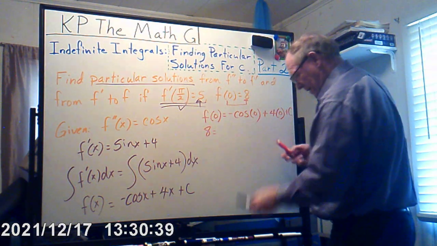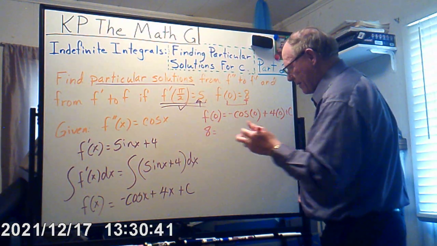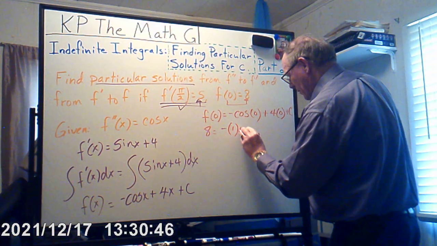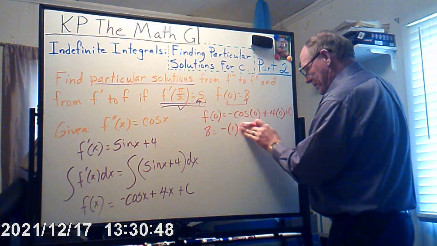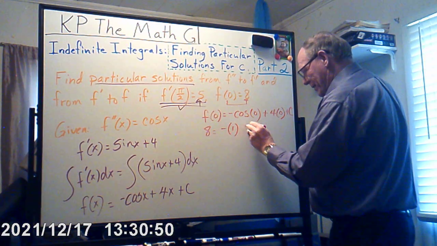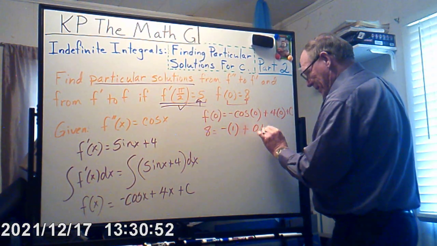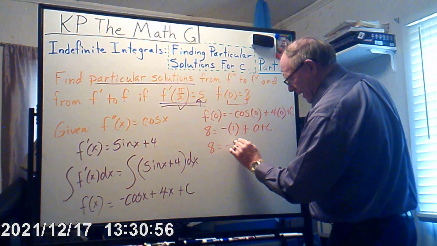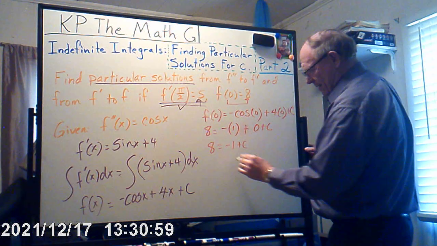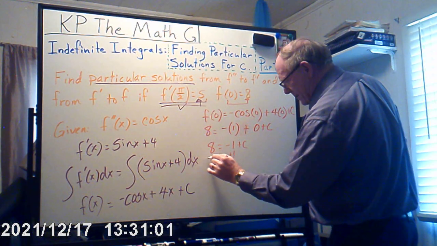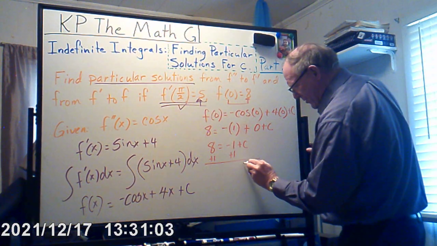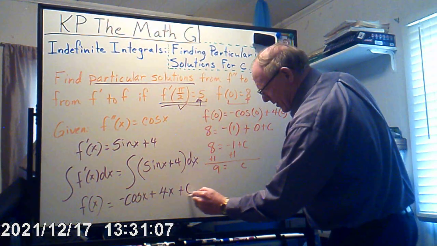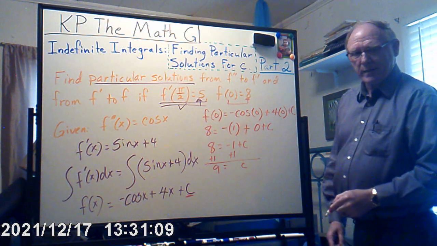Alright, so let's see. Back to red. So negative 1 plus 4 times 0, plus 0 plus c. Alright, so 8 is equal to negative 1 plus c. And then just add 1 to both sides. Plus 1. So now c is equal to 9. So in place of this c right here, I'm putting 9.